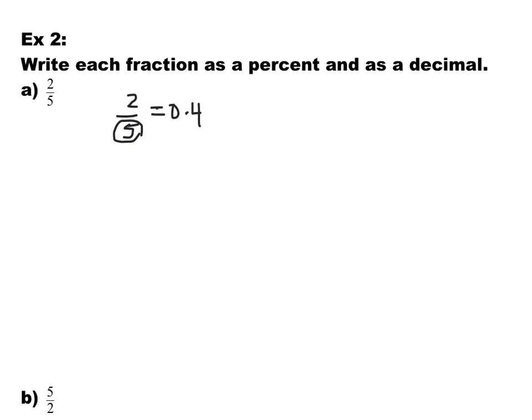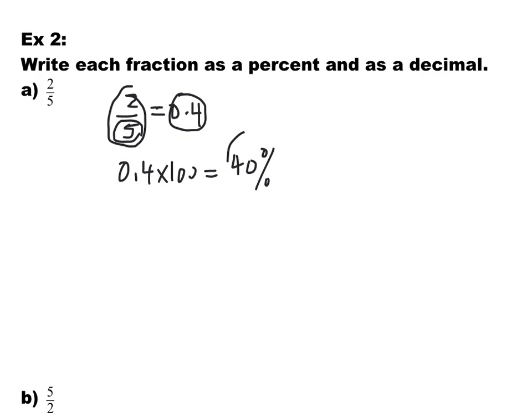Now to change this one to a percentage, you just multiply 0.4 by 100. You are going to get 40. This one is your percentage. So 2 over 5, which is the fraction form, is 0.4 in decimal form, which is 40% in percentage form. So use your calculator, find the decimal, and then multiply the decimal by 100 and put a percent sign after the number.